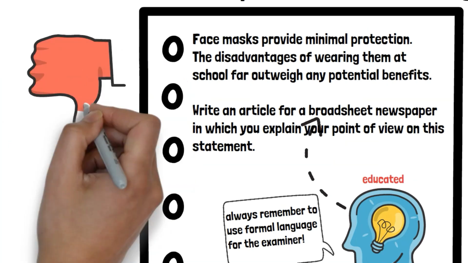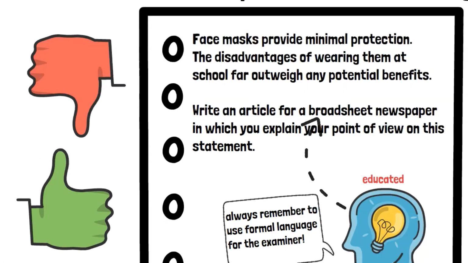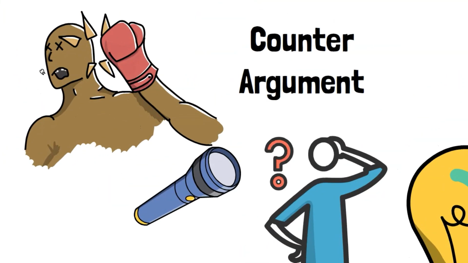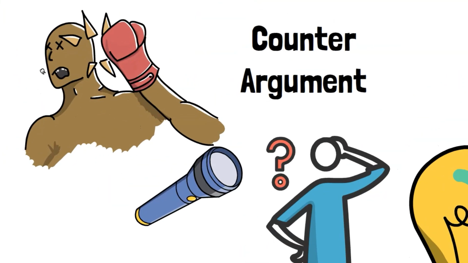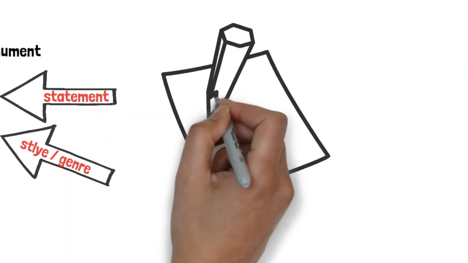You do not have to agree with the point of view that's given to you. You're going to have a balanced argument about it, just as I showed you in the structure. Now you will notice that there is no word extent in this question. You're not being asked to write a counter argument.